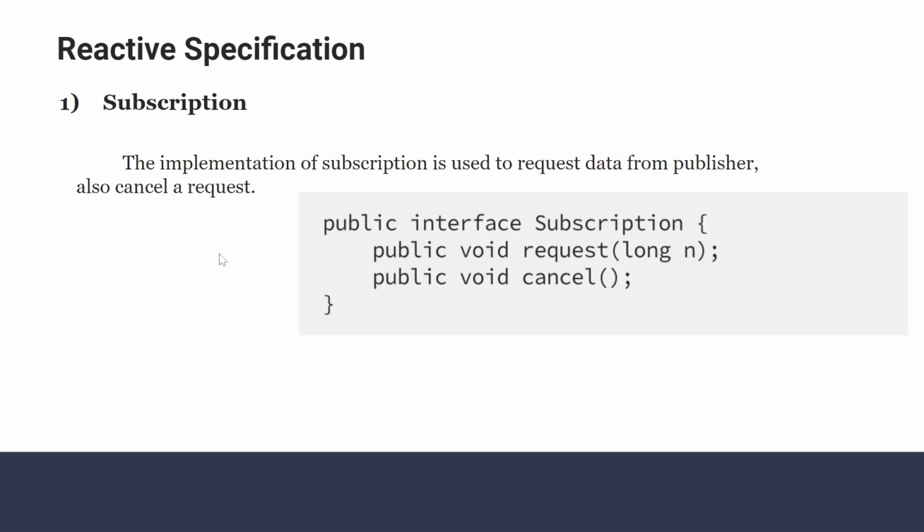The third one, Subscription. The implementation of Subscription is used to request data from the Publisher and to stop or cancel the data from the Publisher. So the Subscription is an interface having two methods: request and cancel. In order to get data from the Publisher, we need to call the request method. If we want to stop the data from the Publisher, we need to call the cancel method.